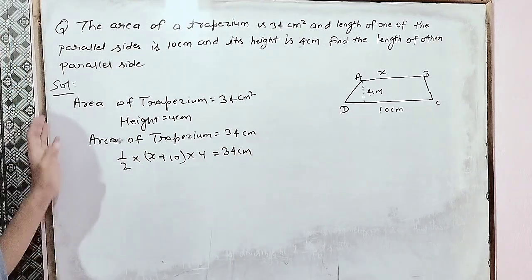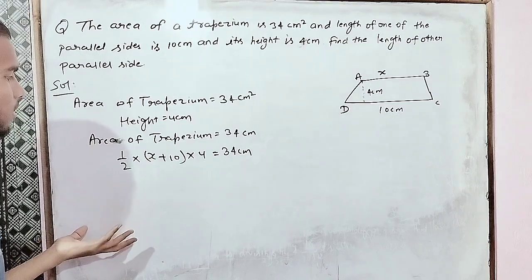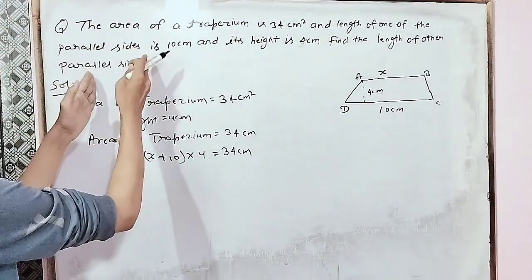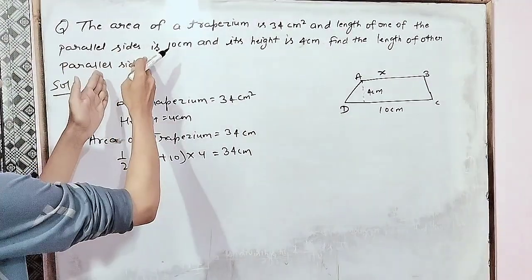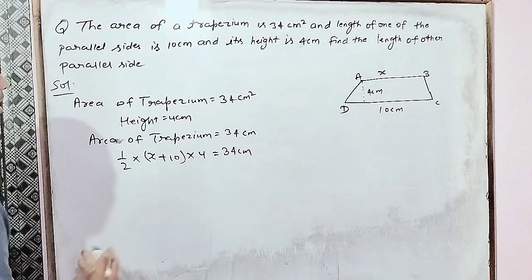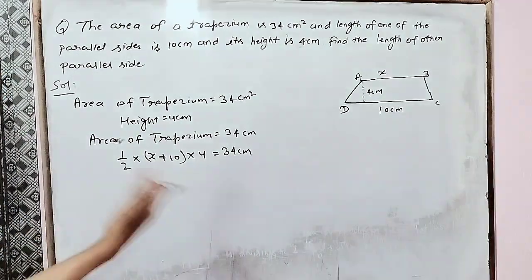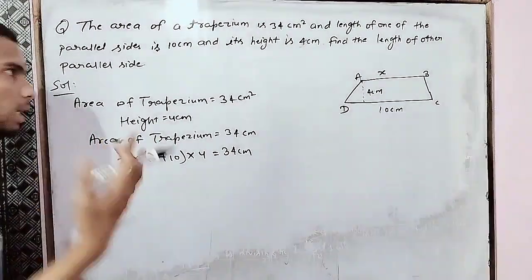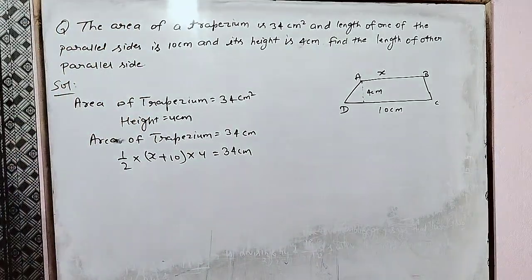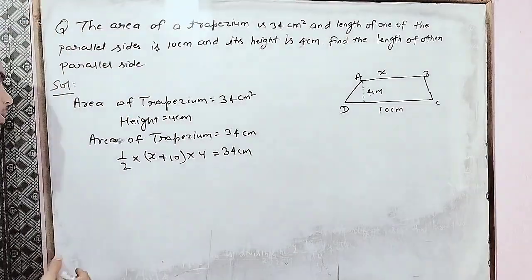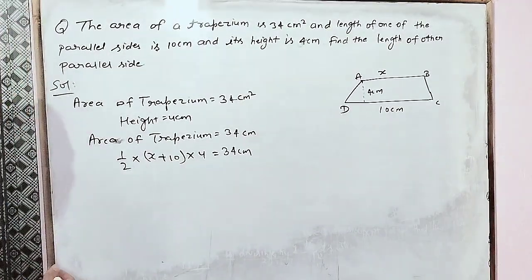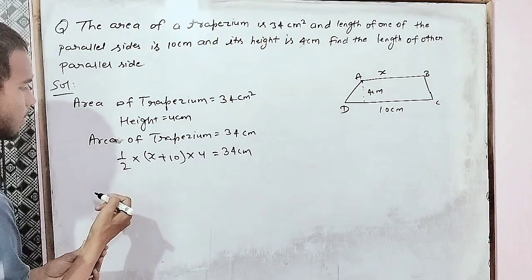This is the statement of this equation. Just we converted this statement into mathematics so that we can find the measurement of the other parallel line by mathematics. Now we have a linear equation. Let's simplify it.